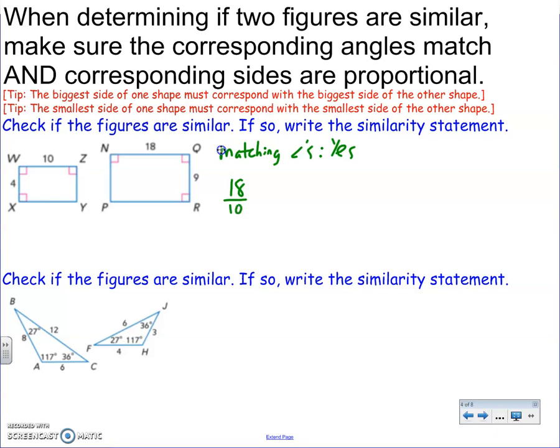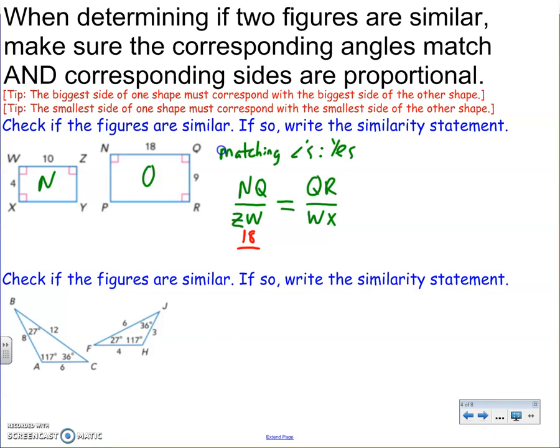Let's see how they went. They went that direction, so let's call this the old shape and this the new shape. N to Q looks like it's going with Z to W. That's supposed to equal Q to R over W to X. Usually I don't even set them equal. I just do each fraction separately, so let's check that out. NQ is 18.